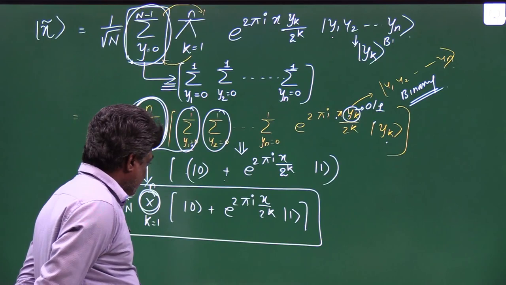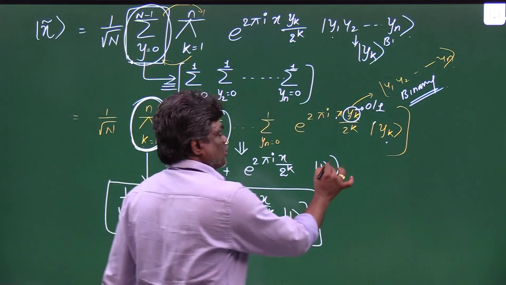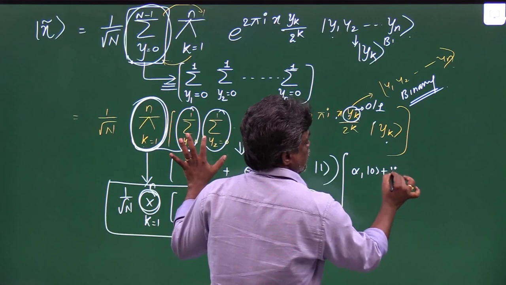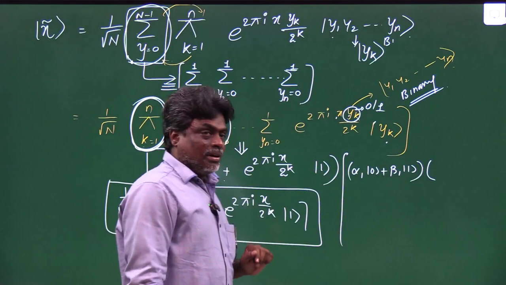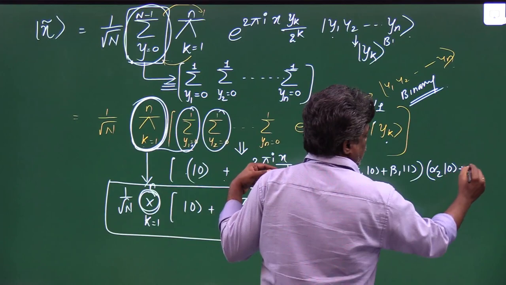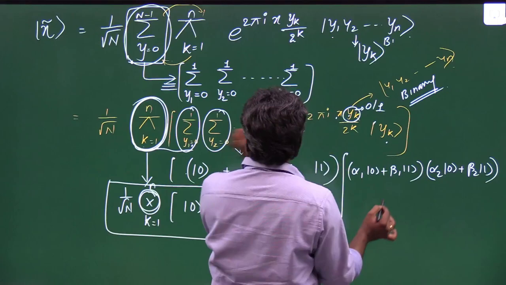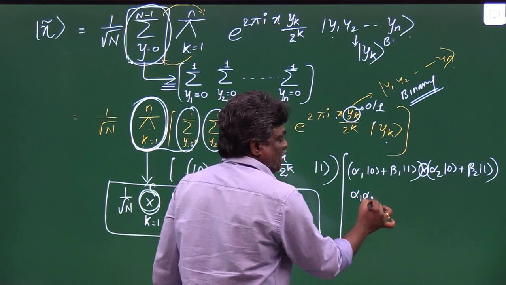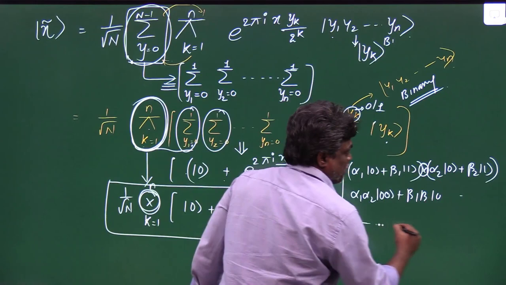I will tell you one more small thing also, if you are still getting confusion. Let us suppose the first one I got is alpha 1, ket 0, plus beta 1, ket 1. Now you have taken another summation. Let us take alpha 2, ket 0, plus beta 2, ket 1. This is the first summation, this is the second summation. For all these things we are making the product, that is not the ordinary product, that is the tensor product. Then you will get alpha 1 alpha 2 00, beta 1 beta 2 01, like that. That means you will get the 4-dimensional Hilbert space. So that is the meaning actually.